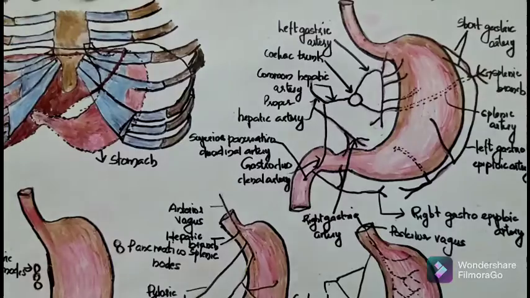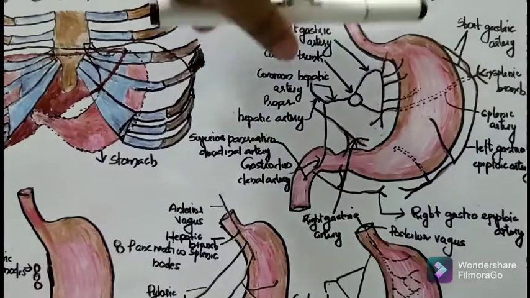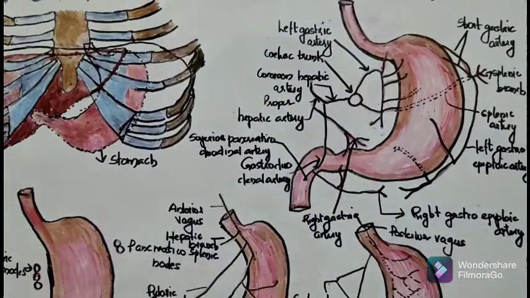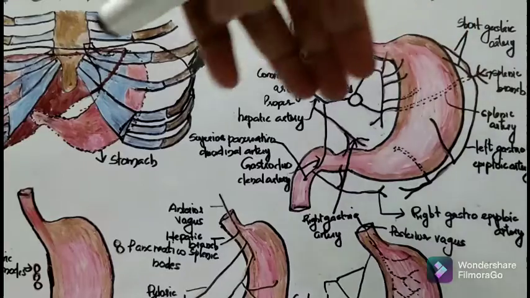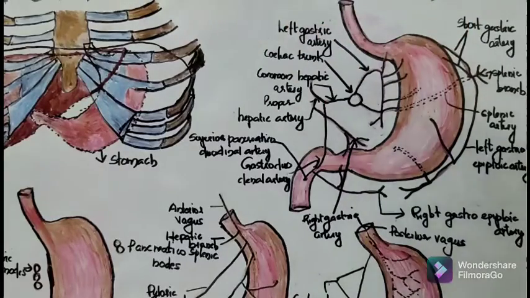There is a bare area of the stomach near the posterior part of the fundus, and in that area there is no peritoneum. The diaphragm is in direct contact with the stomach, and that part is called the bare area of the stomach. It is near the posterior surface of the fundus.